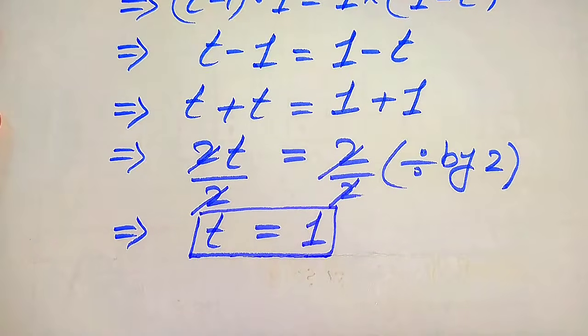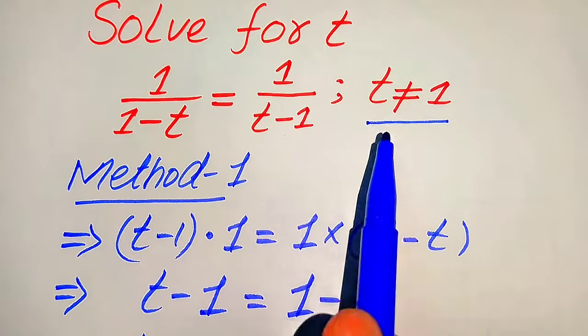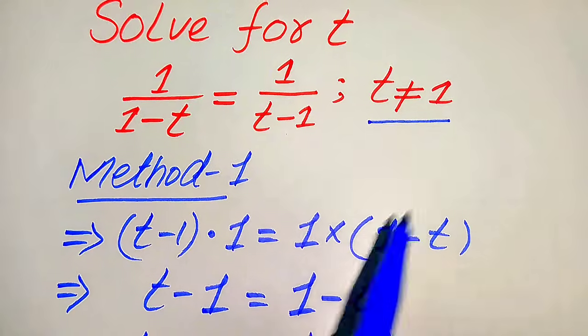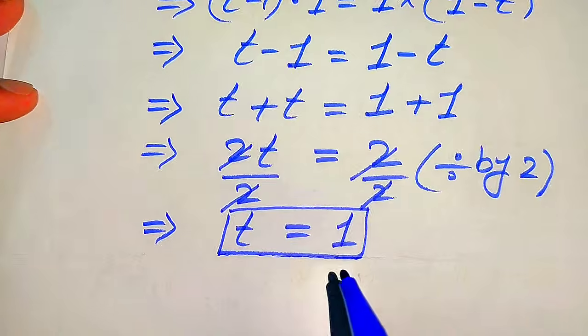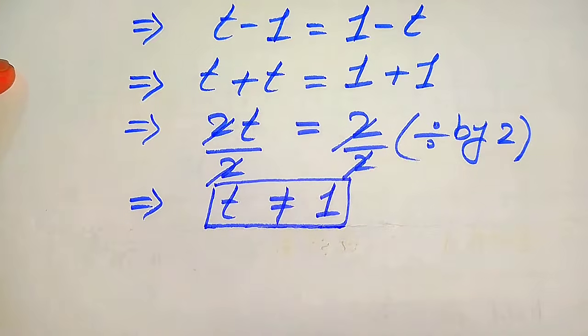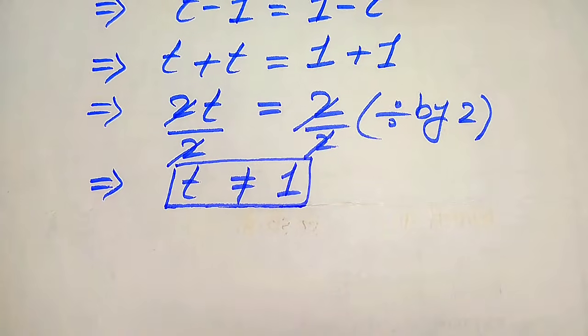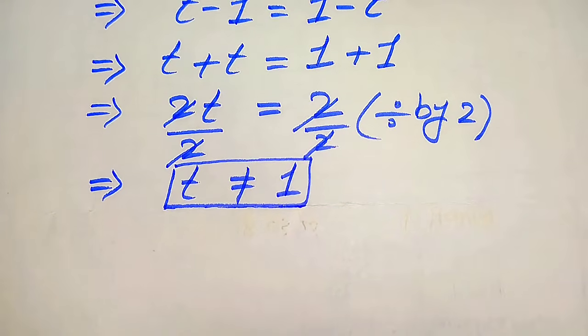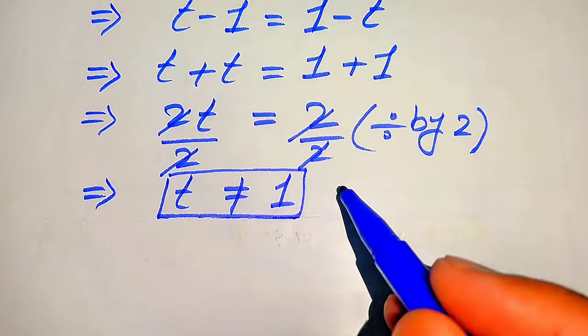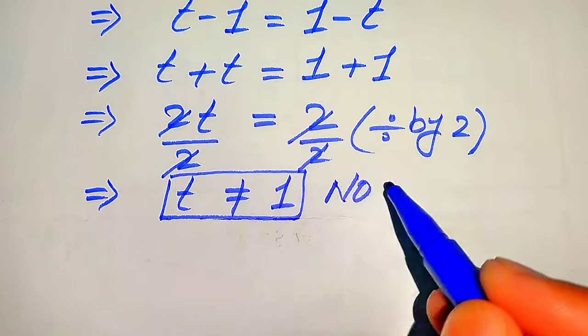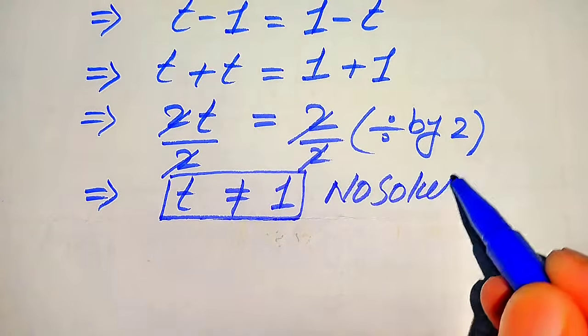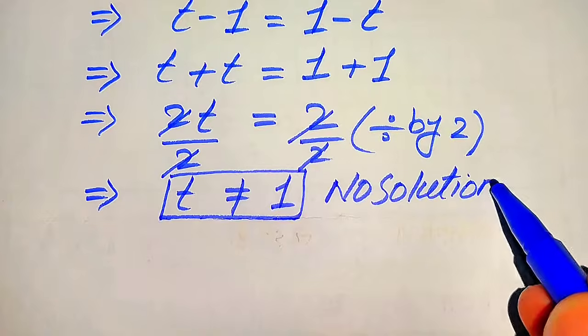But we remember the given condition is that t is not equal to 1. So here we cannot choose t as 1. So you see here, we cannot have any other value of t other than 1. So this means that our given equation has no solution, because we cannot find any value of t.